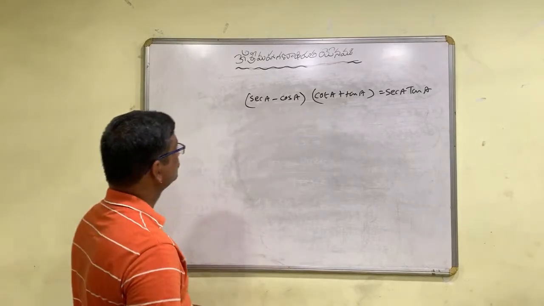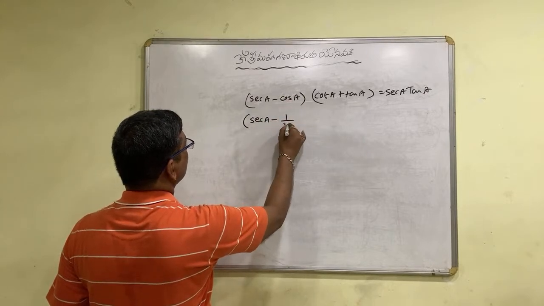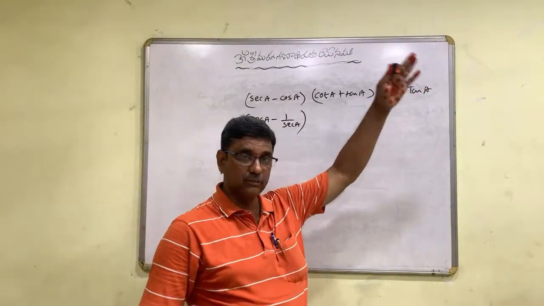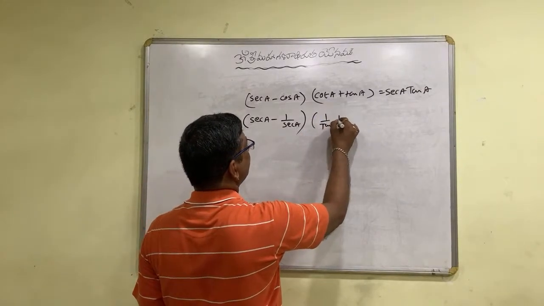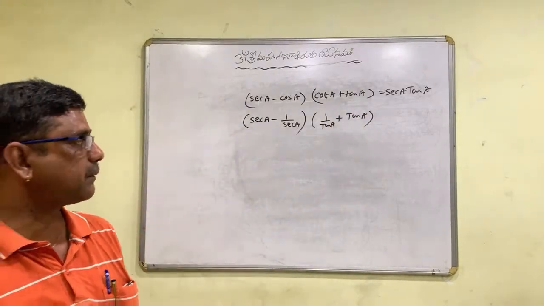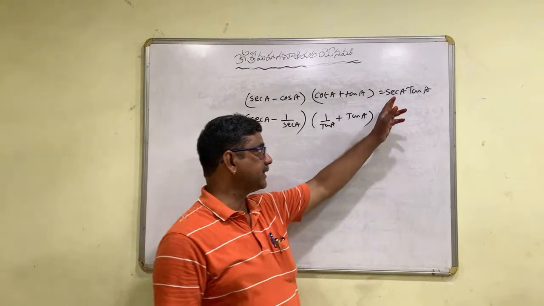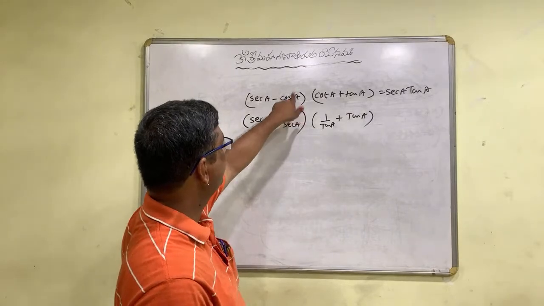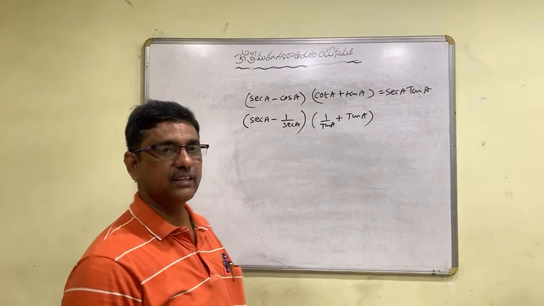Okay, children. So for that what to do? Cos A, write it as 1 by secant A, because the answer is in terms of secant A tan A. And here cot A, you write it as 1 by tan A, plus tan A. Understand, children? I told you, we need to solve the problem by looking at the answer. In trigonometric identities, look at the answer. See the answer in the form of secant A tan A. So we need to convert this cos A and this cot A. Cos A we know is the reciprocal of secant A, and cot A is the reciprocal of tan A.